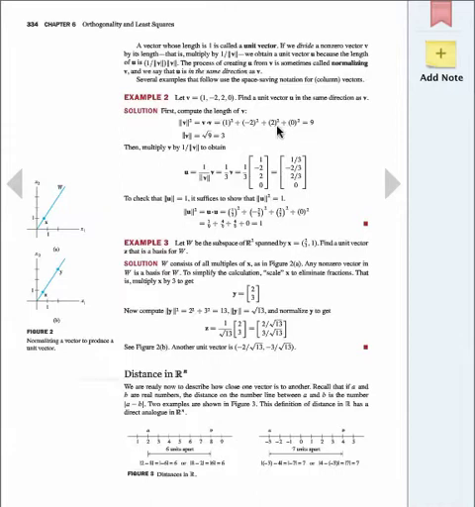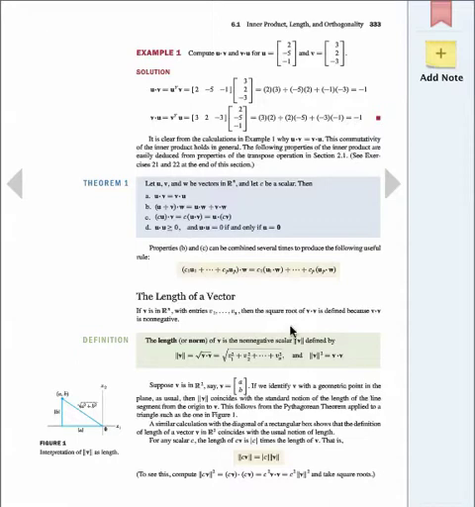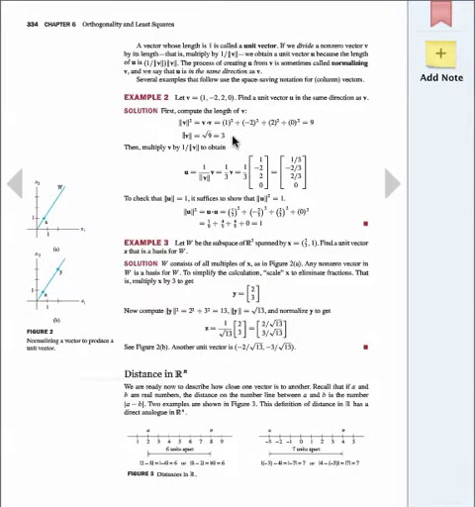Example 2 lets you play with these ideas. And I'm sorry, I should say this first. The book introduces what's called normalizing a vector, dividing it by its length. And example 2 lets you play with that. Okay, so I think I probably missed something. No, maybe not. Okay. Somewhere in here, and I'm just not seeing where it is offhand, the book introduces the idea of a unit vector, and you should make sure you know what that is.